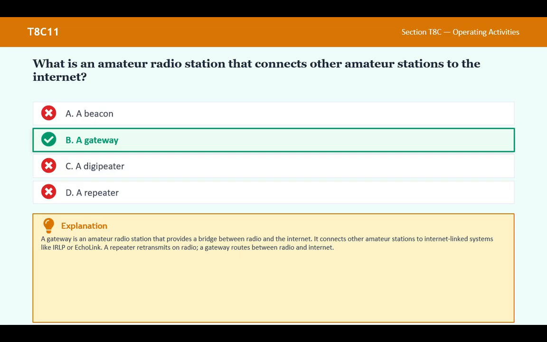What is an amateur radio station that connects other amateur radio stations to the Internet? B. A gateway. A gateway is an amateur radio station that provides a bridge between radio and the Internet. It connects other amateur stations to Internet-linked systems like IRLP or Echolink. A repeater retransmits on radio. A gateway routes between radio and Internet.